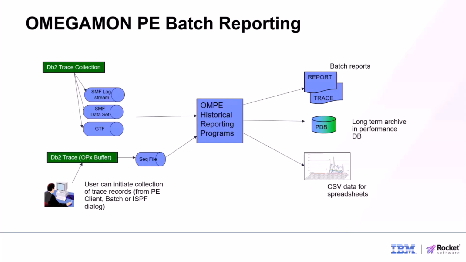Also, you may have potentially run some DB2 traces via Omegamon. Might have been through the PE client or through batch or ISPF dialogues. You may have started a specific SQL trace as an example for a particular application, and then you wrote that data out into a sequential file. That can also be used as an input into the batch reporting.